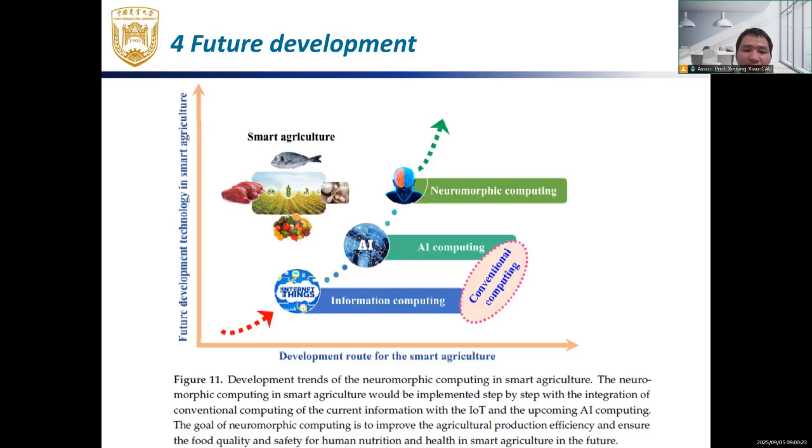So this is just, I think, a different kind of computing method that we wanted to share with you, and we can also discuss the future development if we use neuromorphic computing. They are just one step after another with different kinds of advanced technologies, so we can have a bright future for smart agriculture. Okay, so this is just a simple introduction about neuromorphic computing in our smart agriculture.